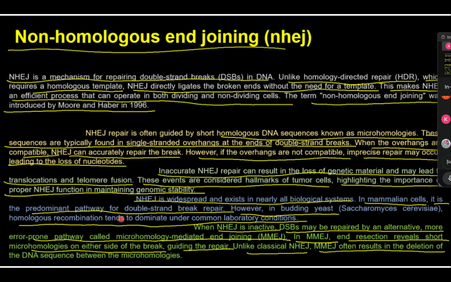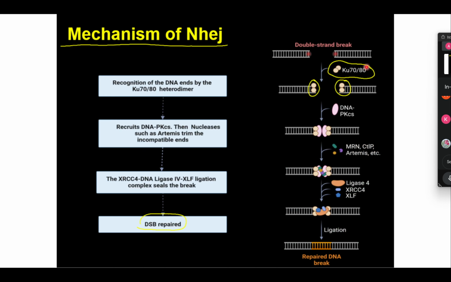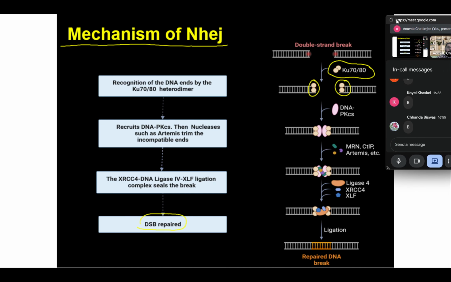In mammalian cells, there are three dominant pathways for double-stranded break repair. However, in yeast, homologous recombination tends to dominate. When NHEJ is inactive, double-stranded breaks may be repaired by an alternate, even more error-prone pathway known as microhomology-mediated end joining. This is even worse than non-homologous end joining. So in MMEJ, resection reveals short microhomologies on either side of the break, guiding the repair, and this causes a lot of deletion of DNA. So you'll see how that works in a bit. But first, let us deal with non-homologous end joining.